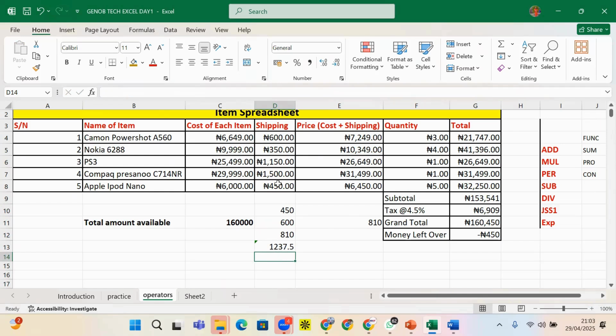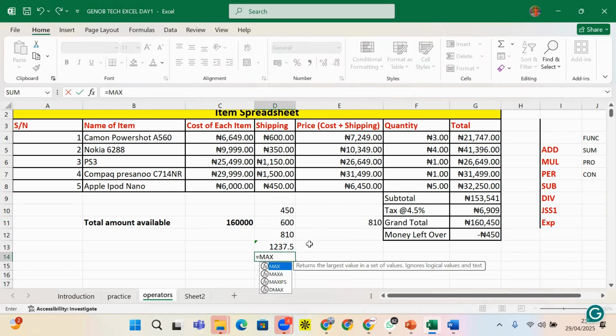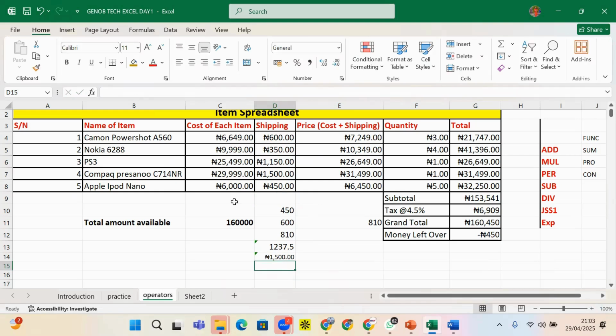Then the maximum here is what? Equal to maximum, max, open bracket. I highlight this together to give me my maximum, and I enter. My maximum is 1,500, remember. So with this, we can know the spread of the data, sir. We can know how far the data is spread from the average.